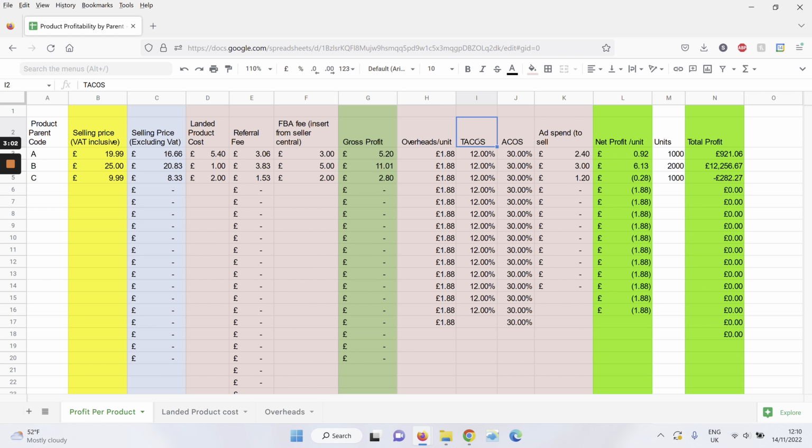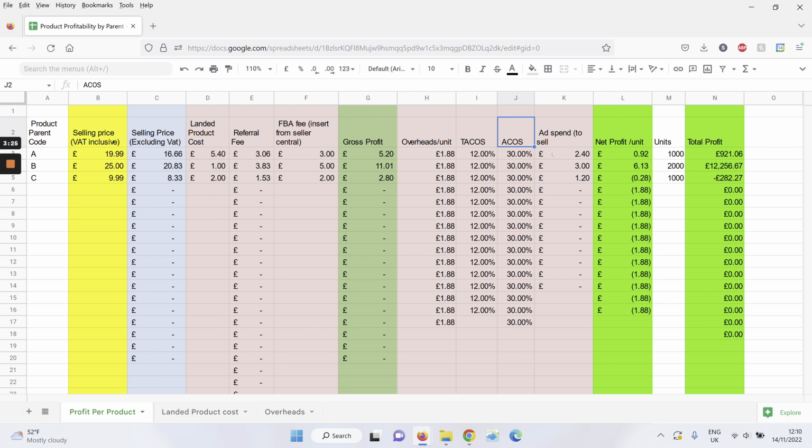But let's go ahead to the TACoS and the ACoS. To calculate the real TACoS, the total ACoS, you should use this to calculate how much it's costing you to sell each unit, not just the paid unit.